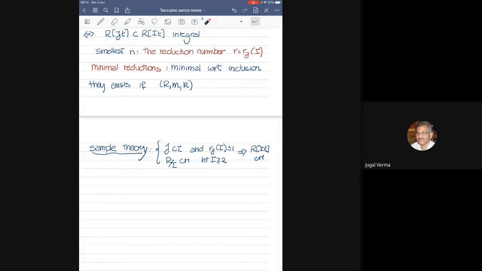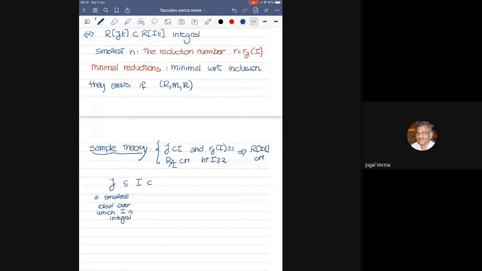The problem with reductions is that they are not unique. Reductions are never unique, and not even minimal reductions are unique. So the situation you can think about is like this. You think about a reduction as a smallest ideal over which I is integral.